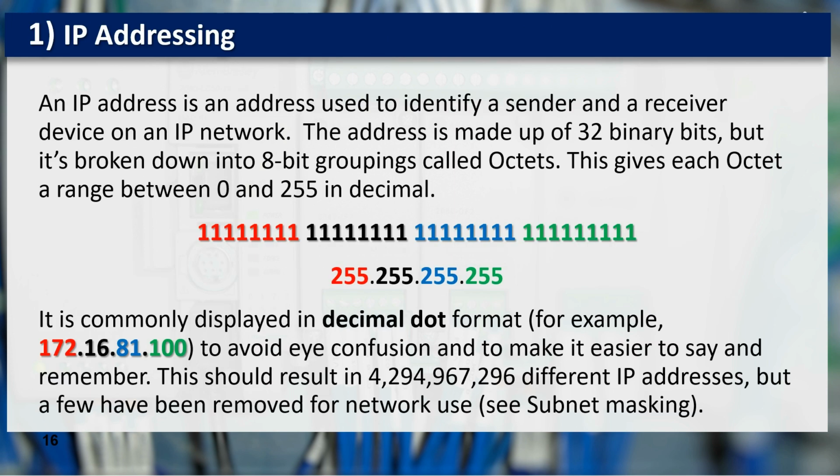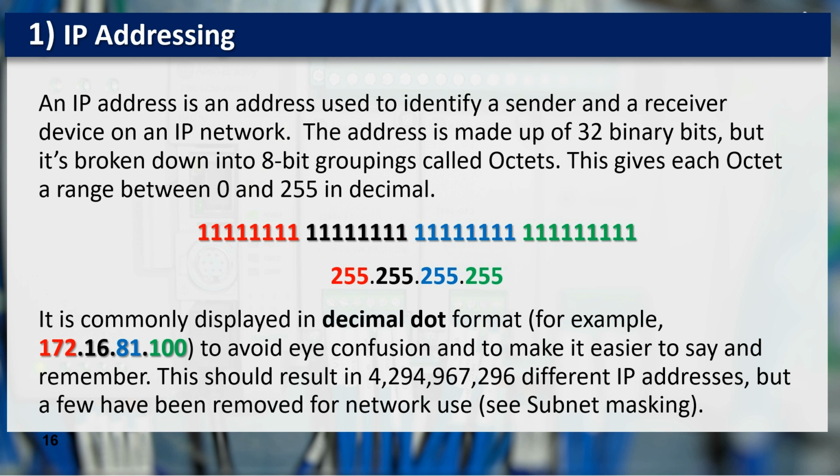An IP address is an address used to identify a sender and a receiver device on an IP network. The address is made up of 32 binary bits, but it's broken down into 8-bit groupings called octets. This gives each octet a range between 0 and 255 in decimal. It's commonly displayed in decimal dot format.